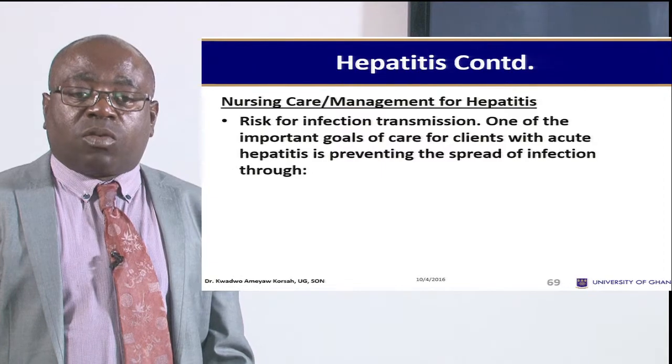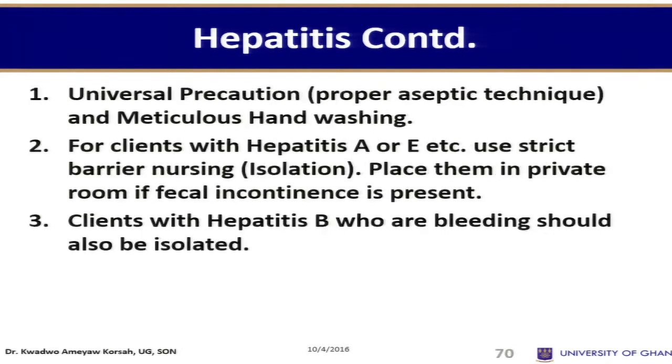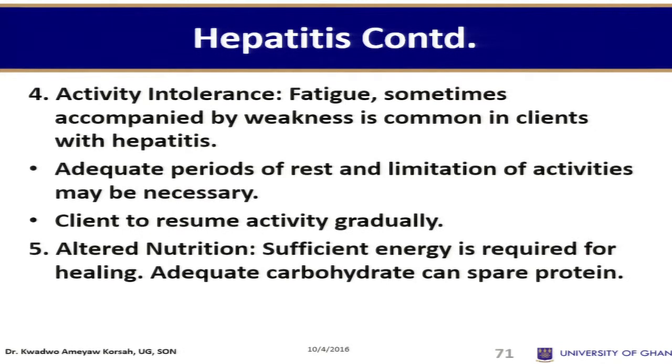So one of the important goals of care for clients with acute hepatitis is preventing the spread of the infection through universal precaution measures. For clients with hepatitis A and G, use strict barrier nursing, which is isolation, and clients with hepatitis B who are bleeding should also be isolated. So universal precautionary measures are very important.